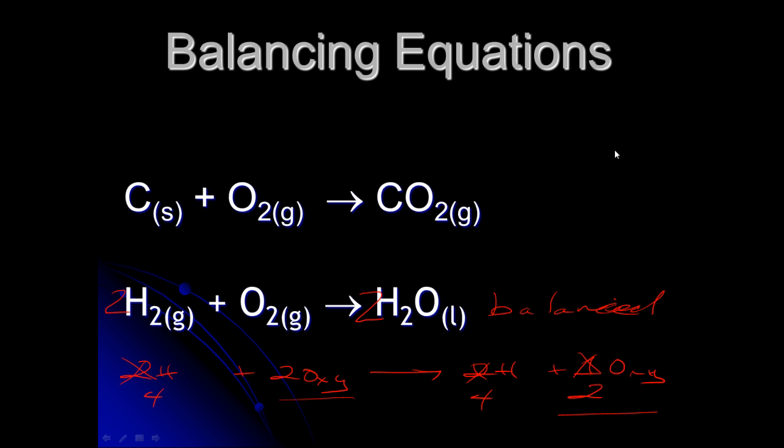So that's balanced. Okay. If we look back at the first one, I've got 1 carbon, 2 oxygens, and 2 oxygens. And so these are equal on both sides. So this equation is already balanced without me having to do anything to it. And occasionally you run into those.